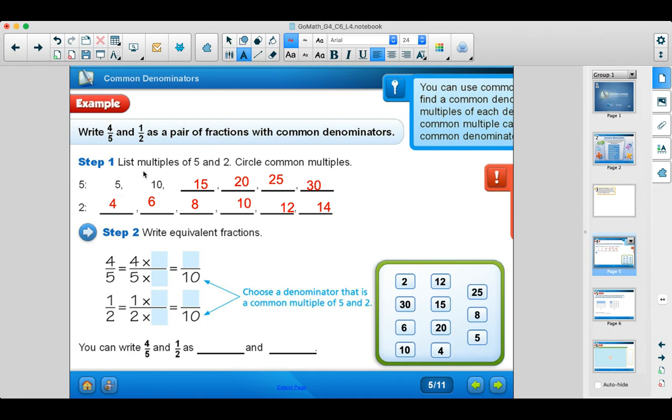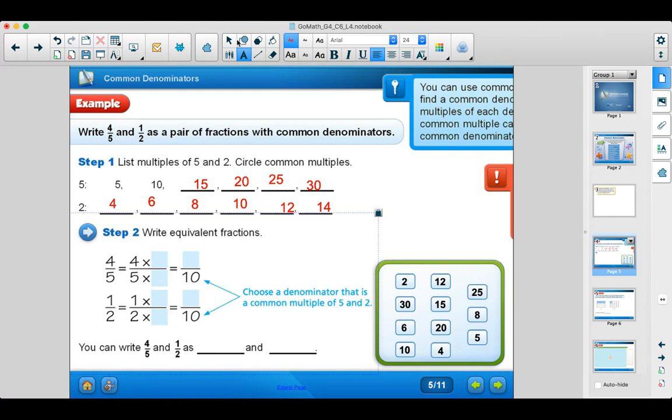So, I can see they have not a 5 in common, but a 10. Oh, yes, there's a 10. Let me just circle that. It's not working. I'm going to circle that. I don't know why it's not working. 10 and 10. So they have a common multiple of 10. So now I want to convert these two fractions to equivalent fractions with a denominator of 10.